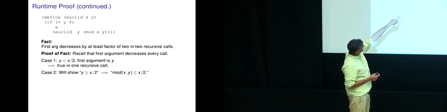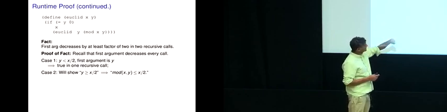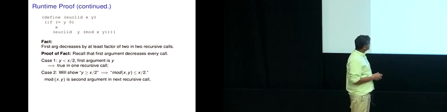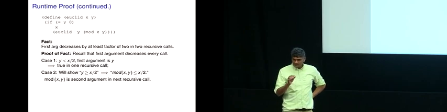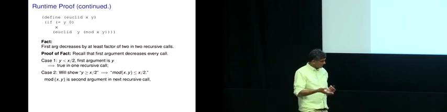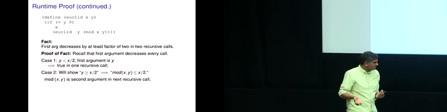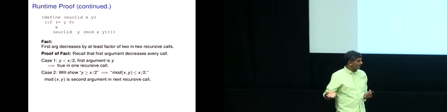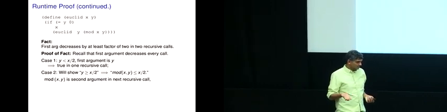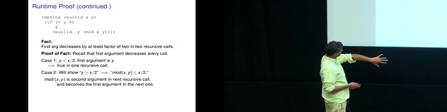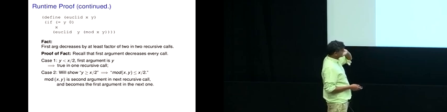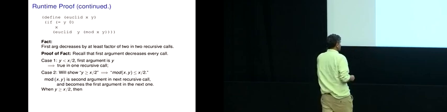So we're going to show that x mod y is less than x over 2. The intuition is that when you're dividing by y and taking the remainder, it's going to be at least as small as just subtracting y. You might subtract 2y. So x mod y is the second argument in the next recursive call and becomes the first argument in the next one. Okay, this is the final thing.